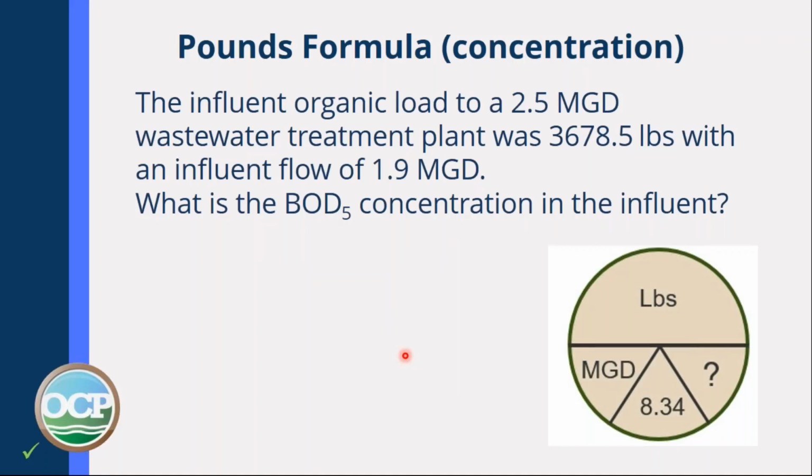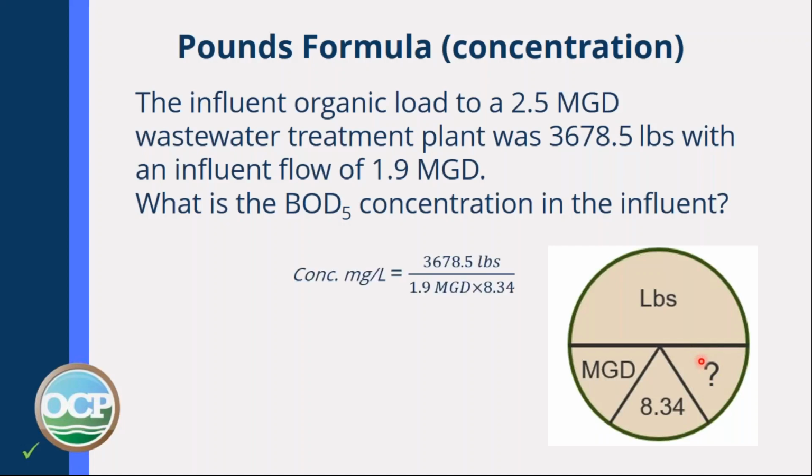So here is where we're using that same pounds formula, but we're now looking for concentration rather than pounds. And here we have the question mark in concentration. So the question asks us, if the organic load, the BOD load, was 3,678.5 pounds, with an influent flow of 1.9 million gallons per day, what is the concentration?